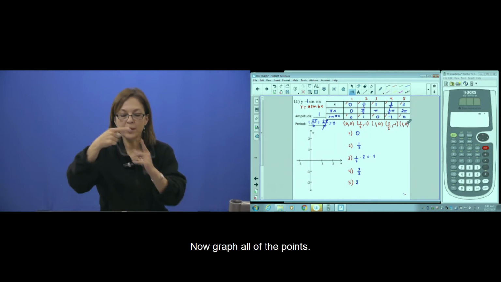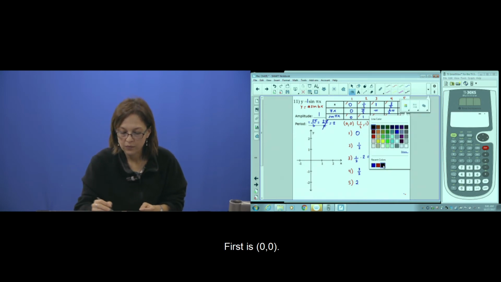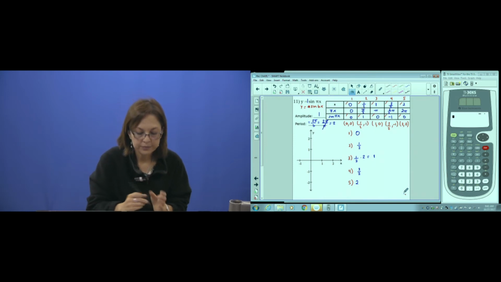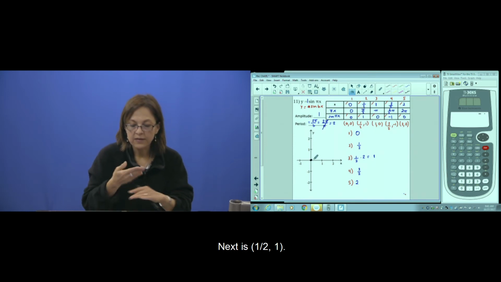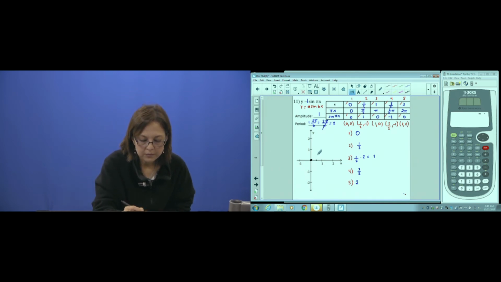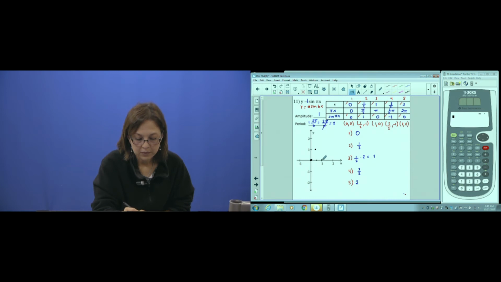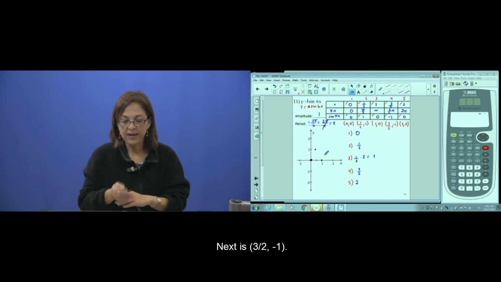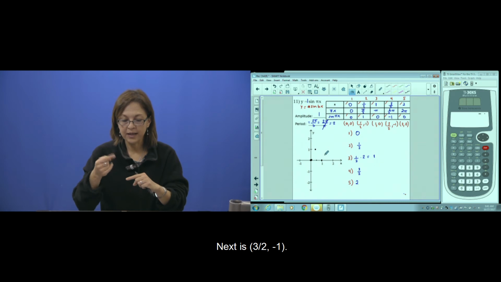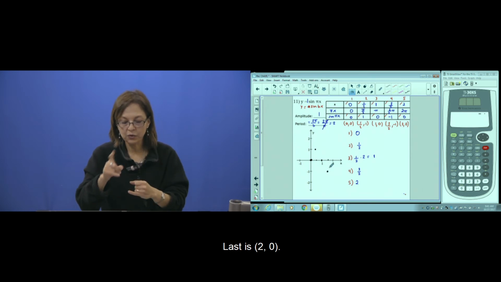Now graph all the points. First, 0, 0. The next, 1/2, 1. The next, 1, 0. The next, 3/2, -1. And the last, 2, 0.